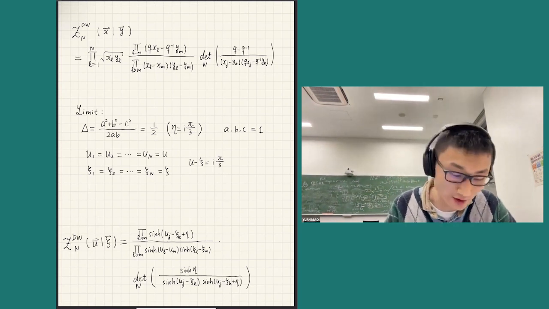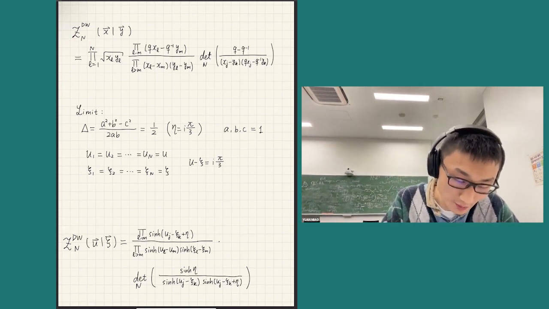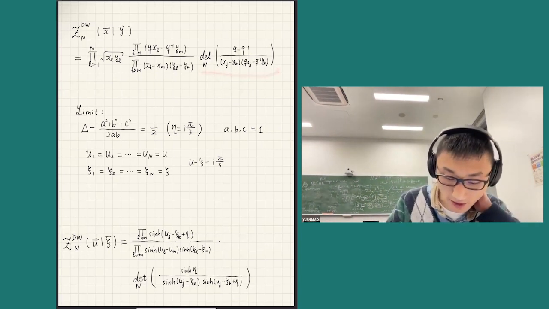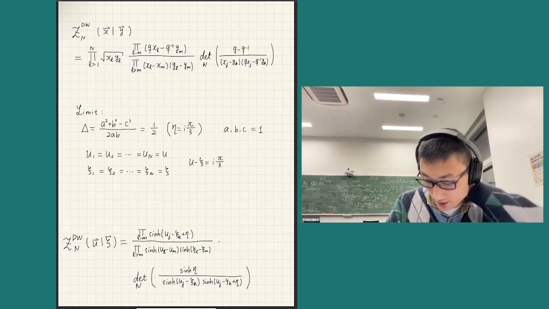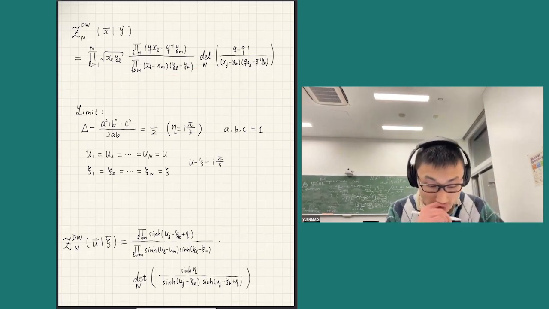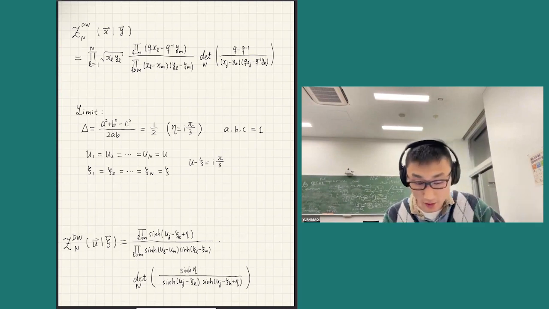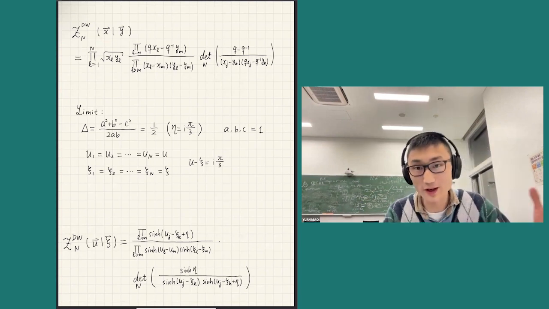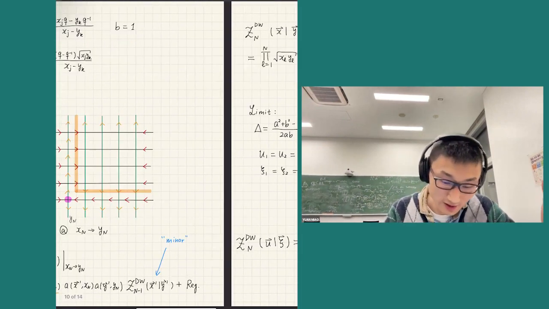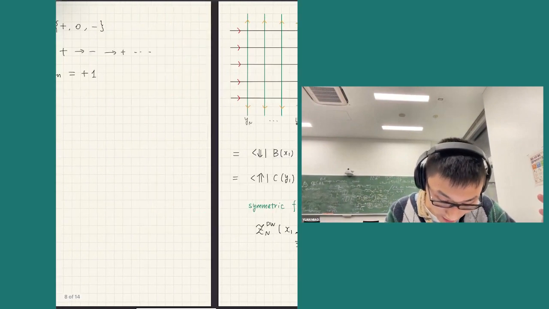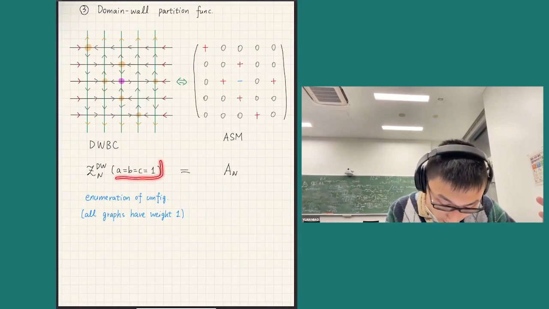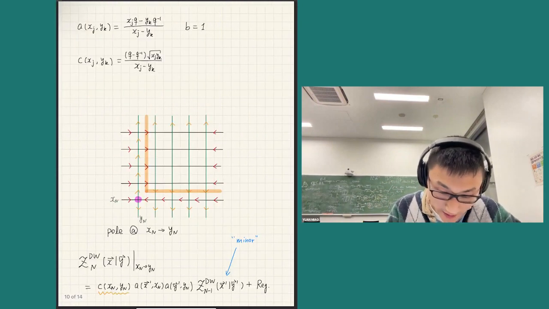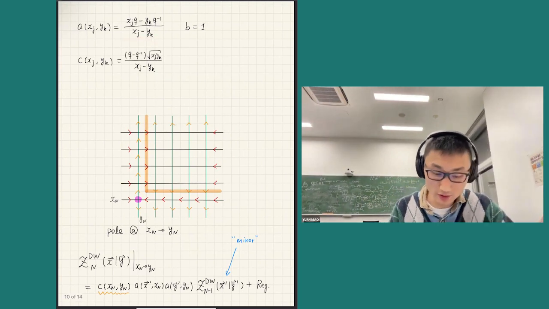So you can try to convince yourself that this partition function of the domain wall boundary condition is a determinant multiplied by some nice functions here. But in the end, what we really want is not arbitrary x and y, but essentially all the Boltzmann weights of these configurations to be 1. And if you look here, how could we do that?